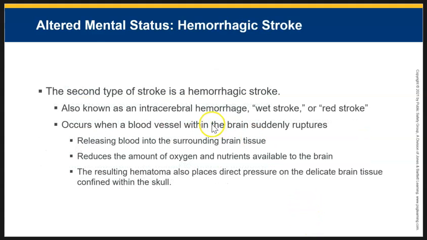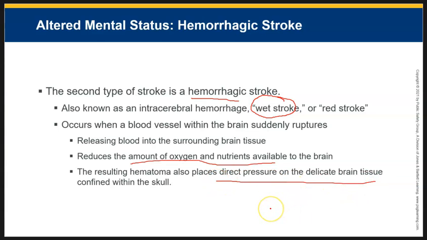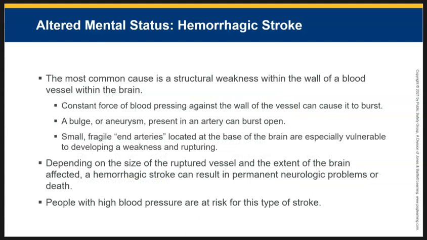Now, the second type is sometimes called a wet stroke because it's a bleed. It's a hemorrhagic stroke. And so if you get rupture of one of the arteries or smaller vessels in the brain, blood will go to the surrounding brain tissue, but it doesn't directly deliver oxygen and nutrients to the brain cells. Also, you can end up with direct pressure on the brain tissue. You can end up with a hematoma. The most common cause is some sort of a weakness on the wall of the blood vessel, and the corresponding aneurysm that occurs can eventually burst.